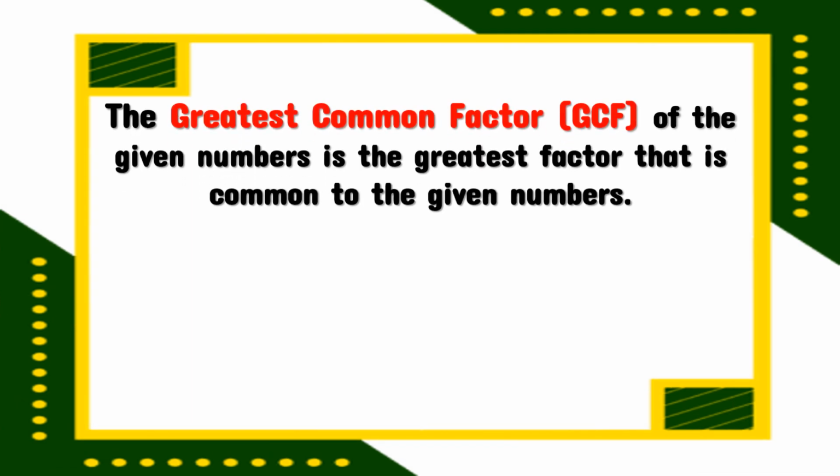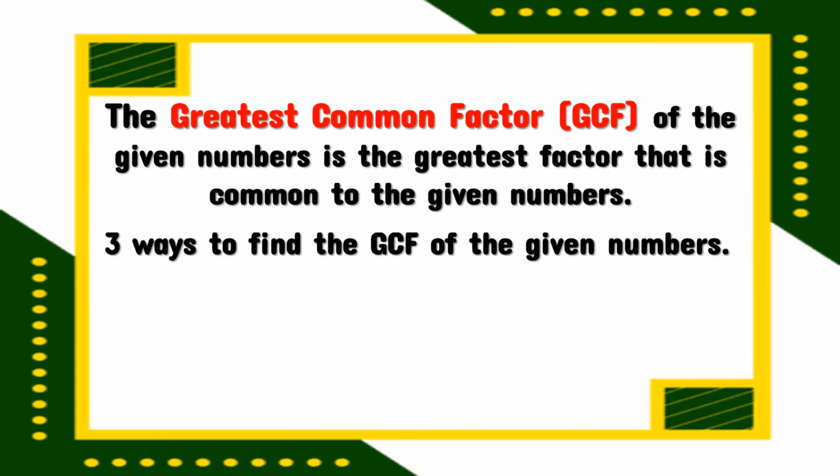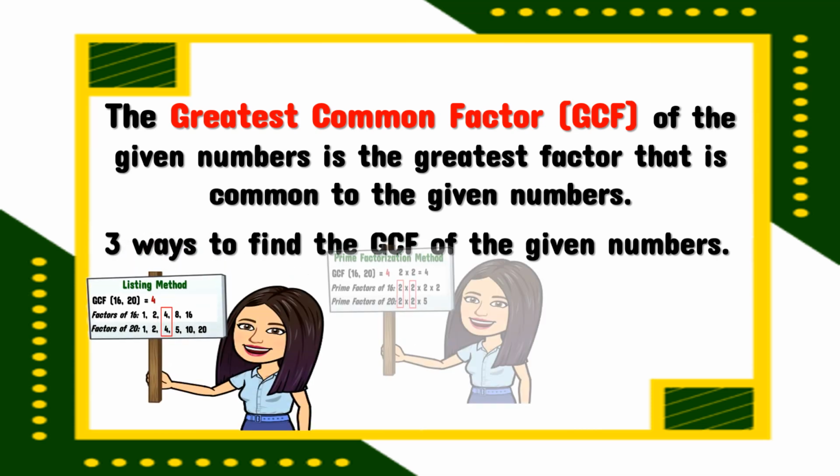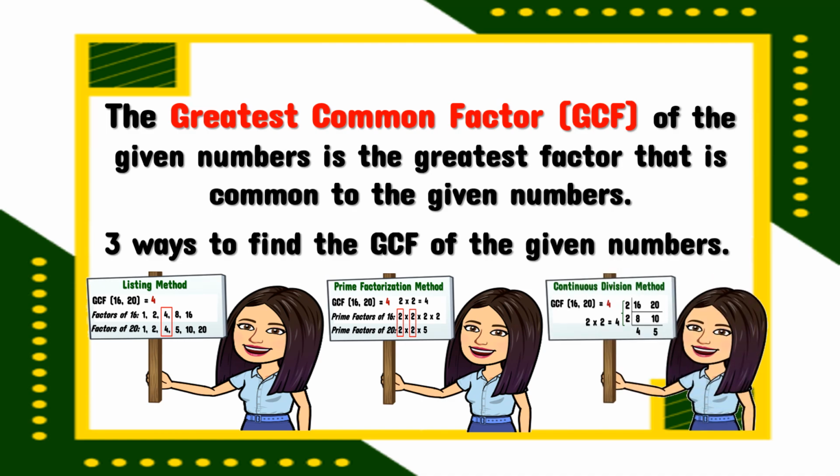Again, the greatest common factor or GCF of the given numbers is the greatest factor that is common to the given numbers. And these are the three ways to find the GCF: listing method, prime factorization method, and the continuous division method.